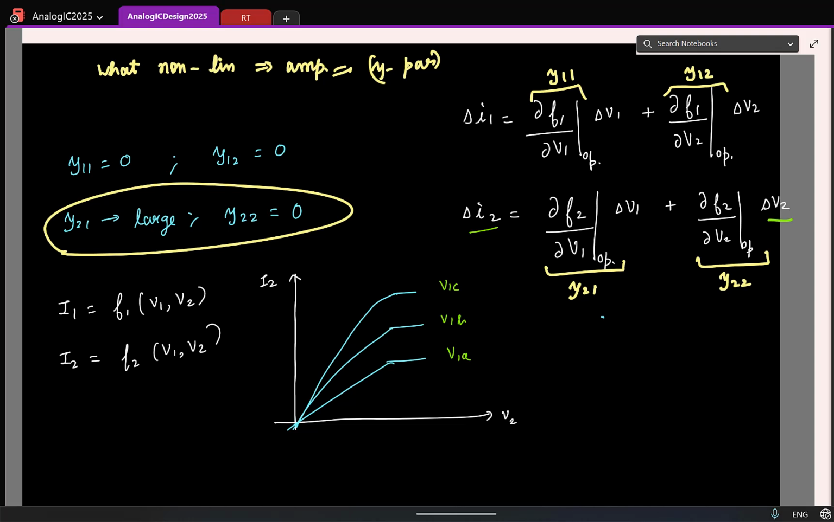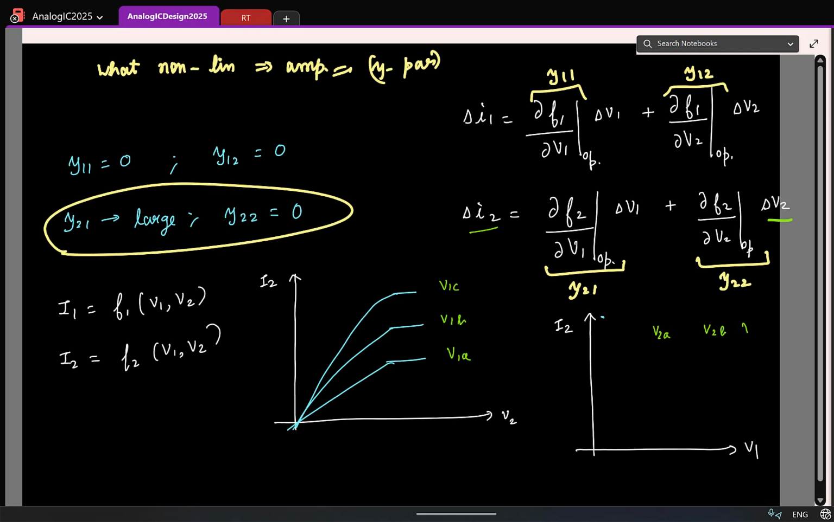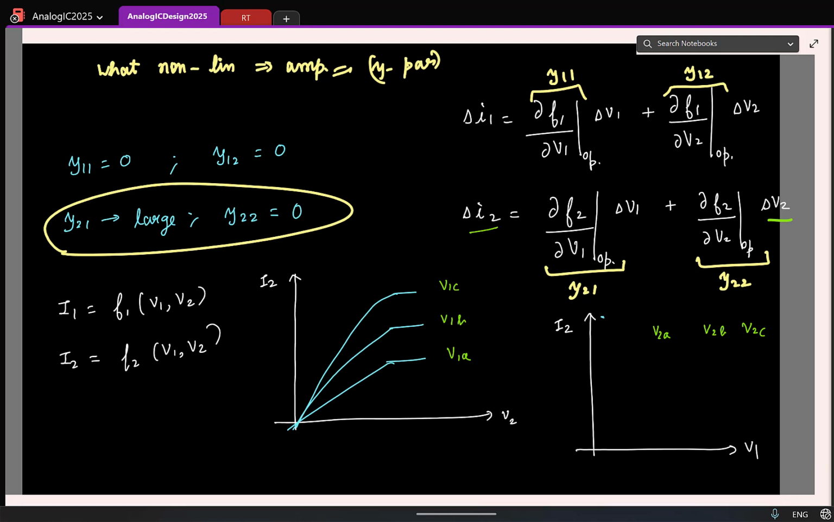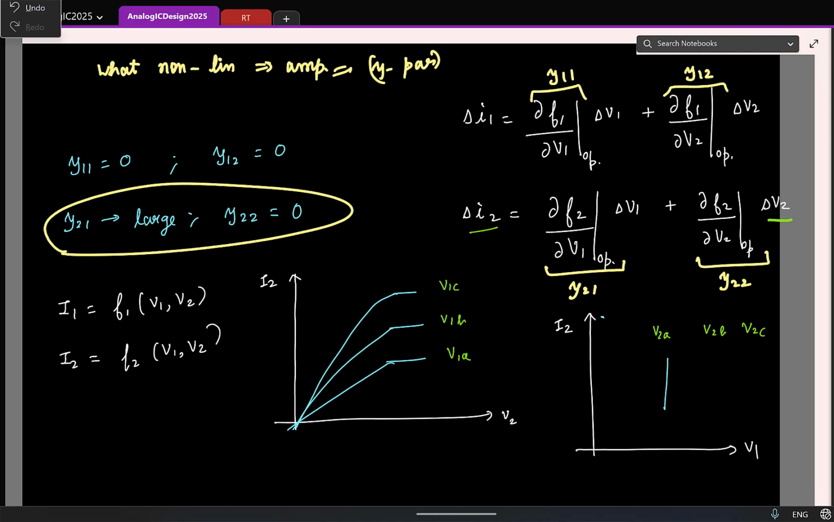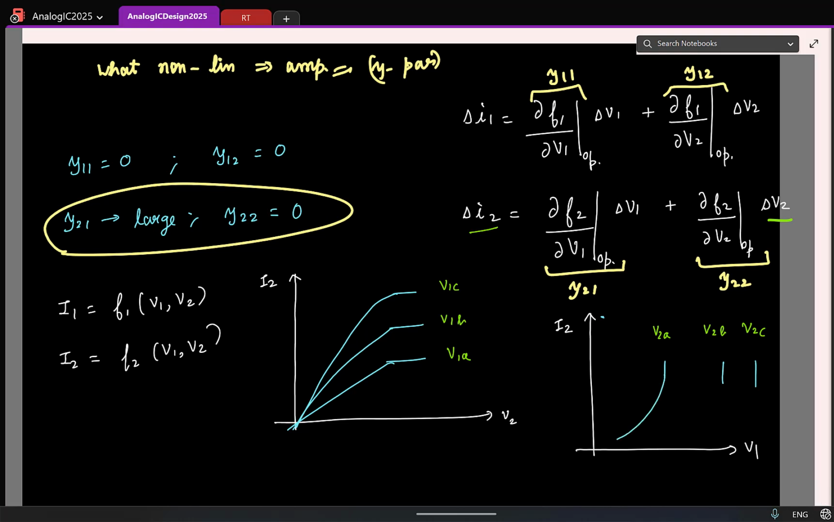Now similarly, if I do the same experiment for Y21, that is, I plot I2 versus V1 for different values of V2, my Y21 should be very large. The slope should be very large. How should the characteristic look? It should be parallel to the y-axis. So let's say it might look something like this. Again, this is for small signals, right? For small signals, it is parallel. If I try to sketch the full characteristics, how should it look? It should again come to the origin like this.